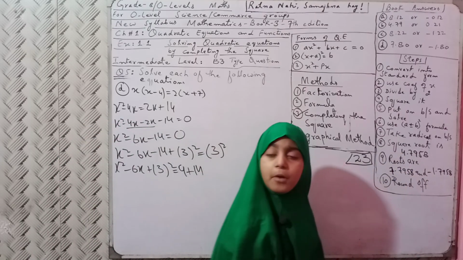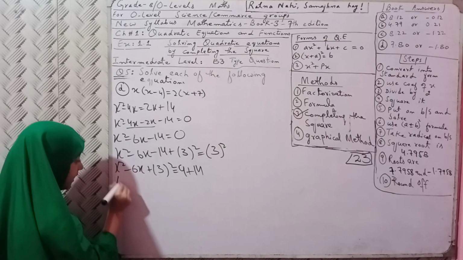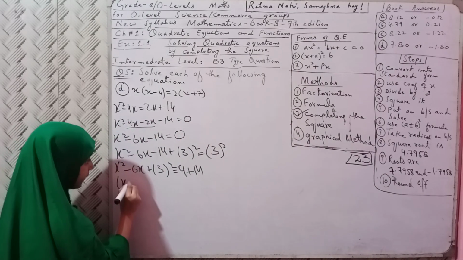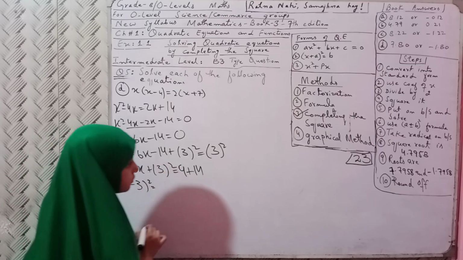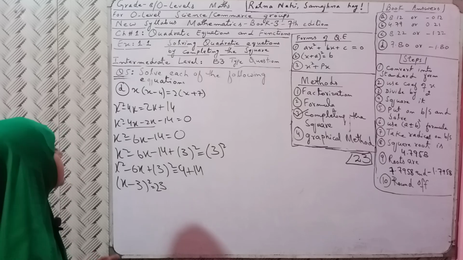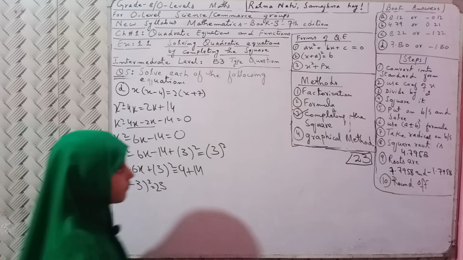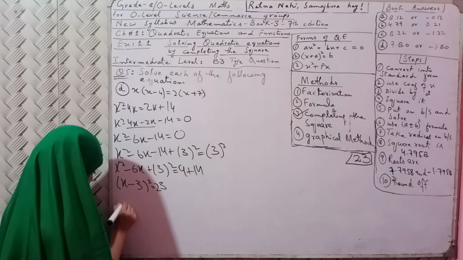Then use the a plus b whole square formula or the a minus b whole square formula. Here we will use the a minus b whole square formula. x minus 3 whole square, and we will do the plus, so 23 will become here. Then take radical on both sides.